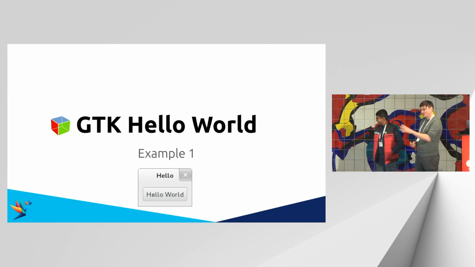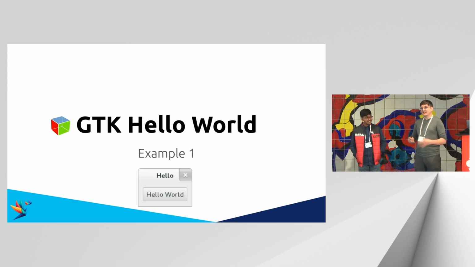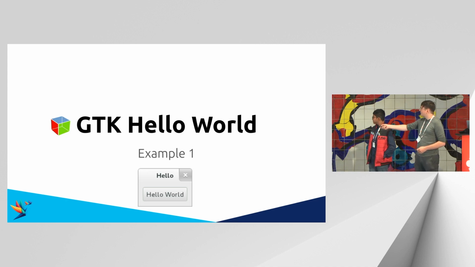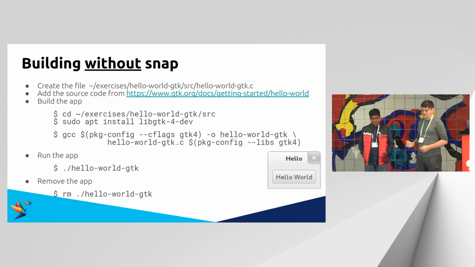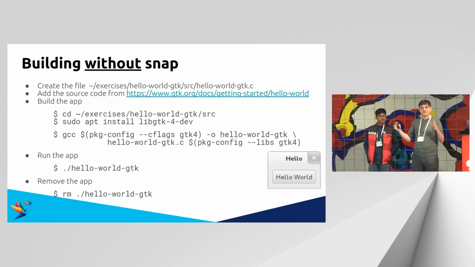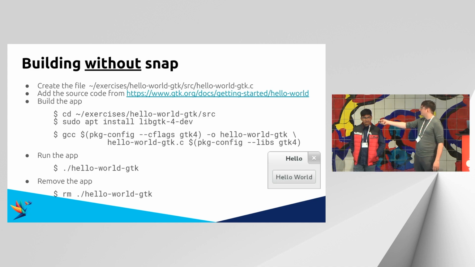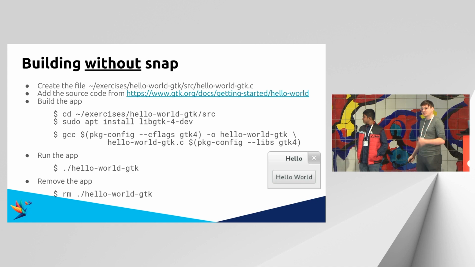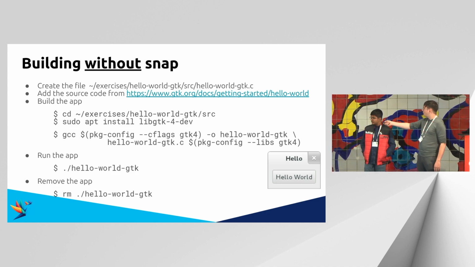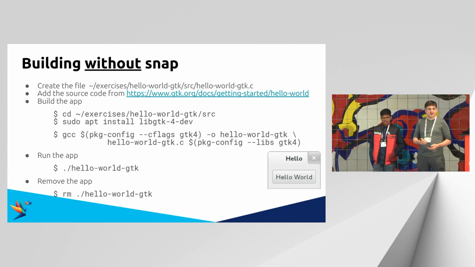So, the example that we're going to show you is basically a snap for the GTK Hello World example. It's very small, but this is the application, basically. Just to give you some context, if you would want to run this application on your own system, you're the developer, this is basically how you build it. You install the GTK development libraries, you install a compiler, you compile the application, and then you run the application. That's the normal way to compile and install your application.